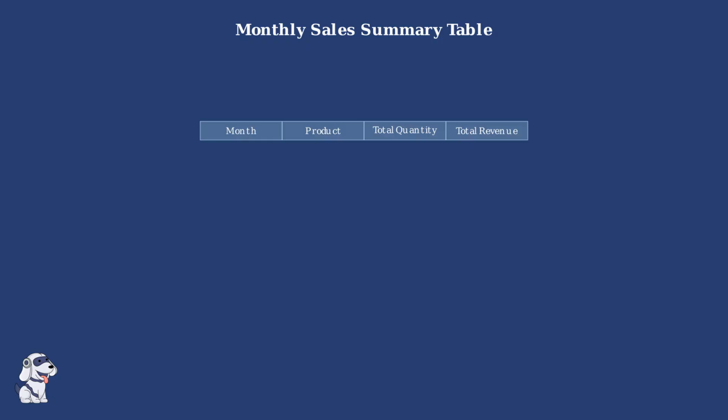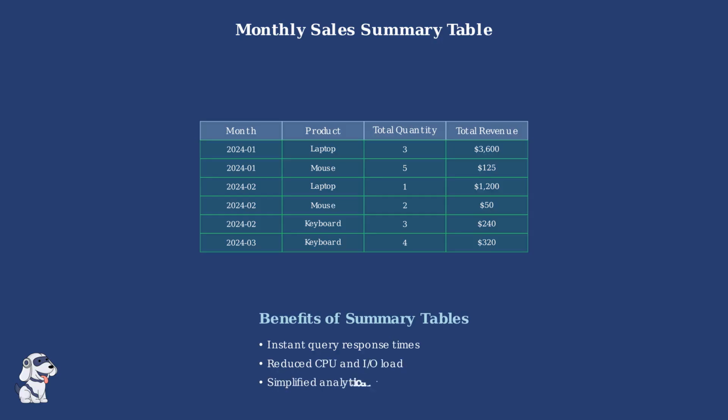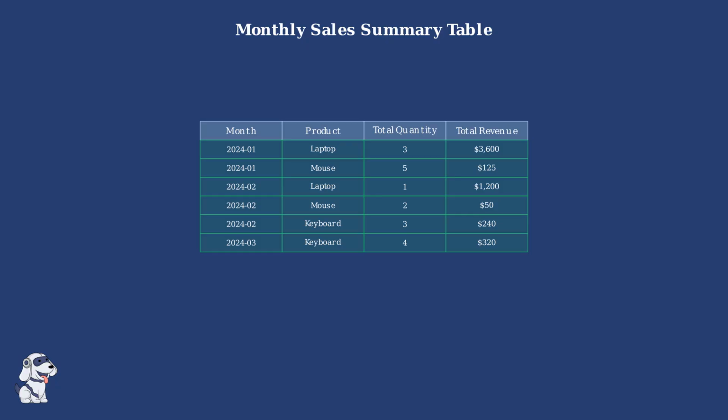Here's the corresponding summary table. Notice how the data is pre-aggregated by month and product. The total quantities and revenues are already calculated and stored, eliminating the need for complex joins and aggregations during query execution. Summary tables provide several key benefits. Query response times become nearly instantaneous, since no calculations are needed. The database server experiences reduced CPU and input-output load. Analytical queries become much simpler, and users enjoy a significantly better experience with faster reporting.